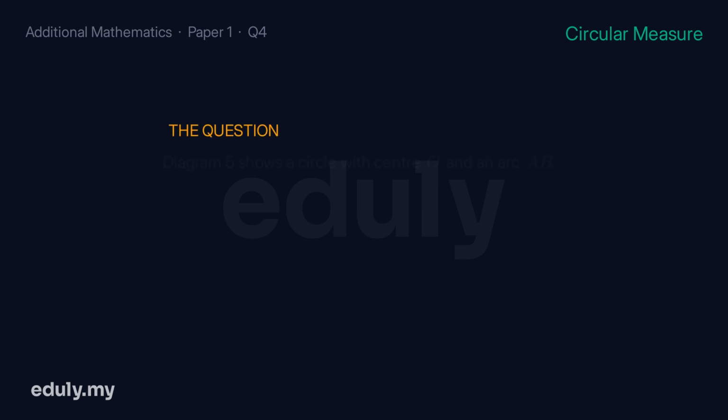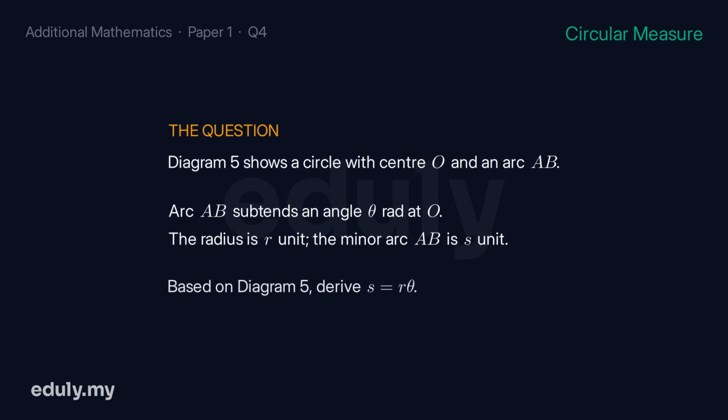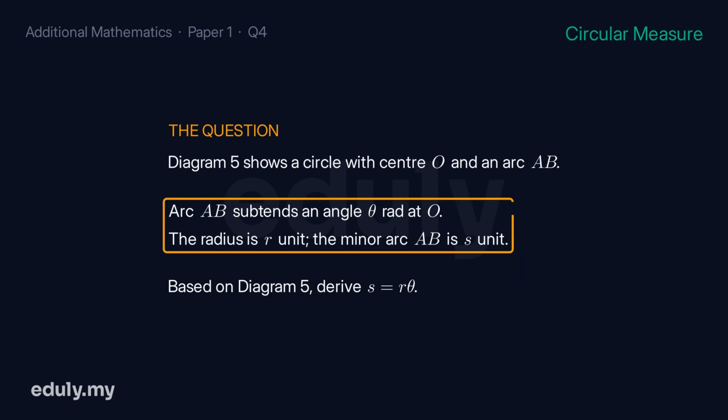Let's read the question. We have a circle with center O and an arc AB bending round the edge. The task is to derive the arc length formula straight from the picture, not just quote it from memory. Here is what we are given. The arc opens an angle theta at the center, the radius is r, and the arc itself has length s.